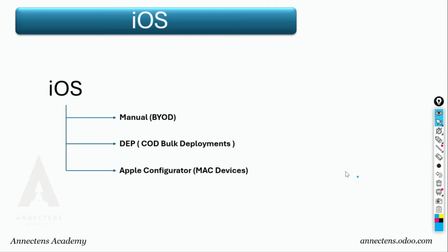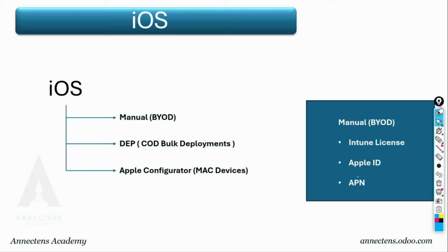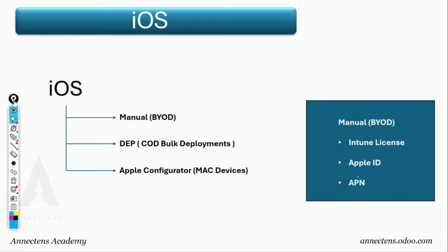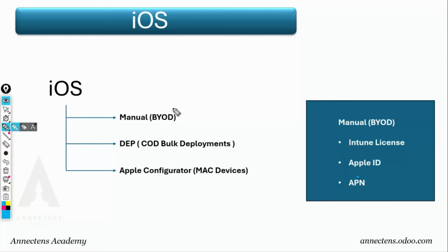The manual method is basically when you're doing enrollment. Let me drag it here so you can see it better. The manual method requires an Intune license. As I said, it's typically used for BYOD. So here you require a personal device, and the user must log in. This is my iOS device. First of all, this should be a personal device.